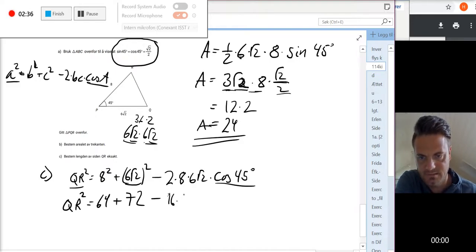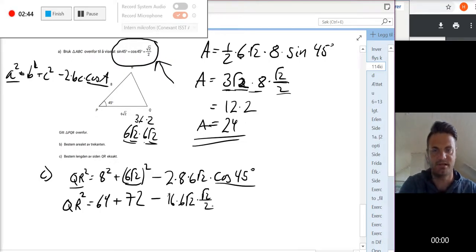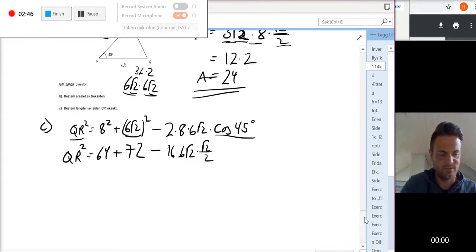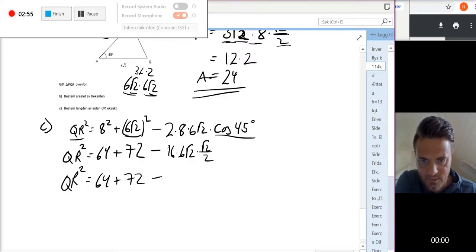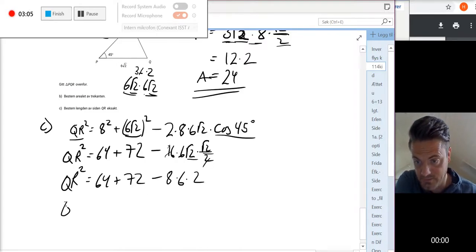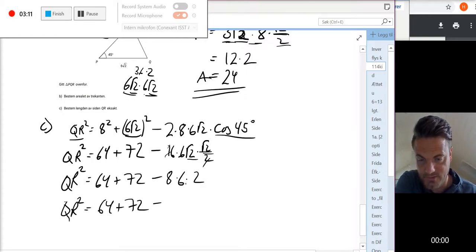Yeah, we can do this in many ways. But cosine of 45, we found that in A, is square root of 2 divided by 2. So then we get QR square is 64 plus 72. And here we can take 16 divided by 2, which is 8. So you get 8 times 6. And square root of 2 times square root of 2 is 2. So we get 64 plus 72 minus, this will be 48 times 2, which is 96.